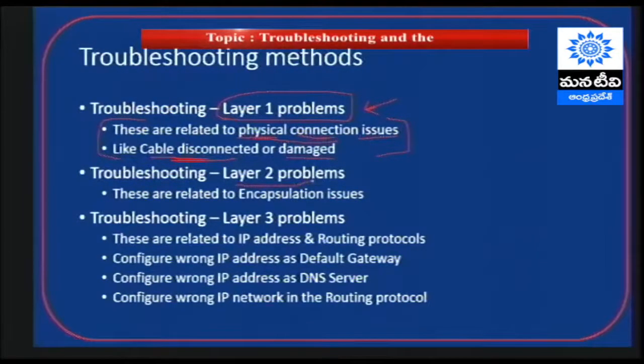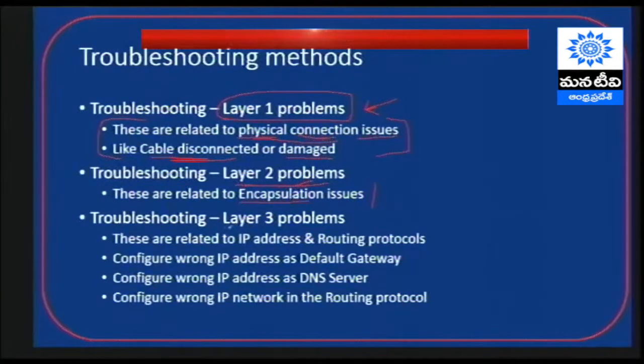Layer 2 problems could be related to encapsulation, and normally this happens on the WAN interface. WAN encapsulation could be one issue. Within the LAN, there could be issues of speed and duplex. Normally, these layer 2 problems can be categorized as relating to encapsulation mismatch or to speed and duplex. This is the layer 2 problem.